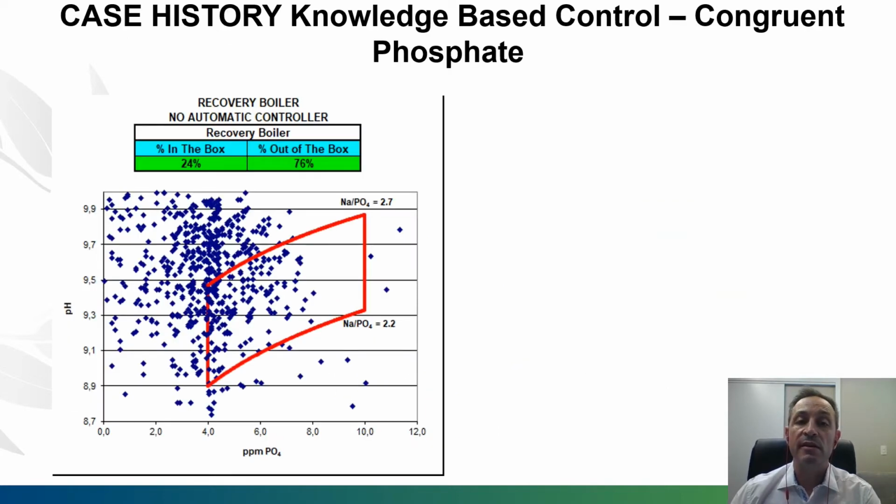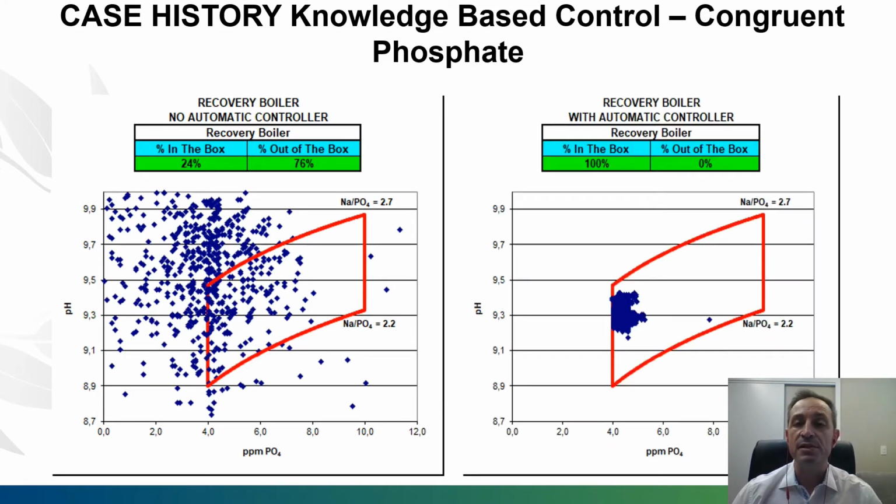And the result is like this case history in South America, where previous to the installation of the automatic control system, this was the result, and the site was facing very poor in-box control with only 24%. And just a few weeks after the installation of the automatic controller, it changed completely. Not only were 100% of the chemical data points in control, but also, as you can see in the picture, it's very concentrated, so very little fluctuation or deviation from a given set point.